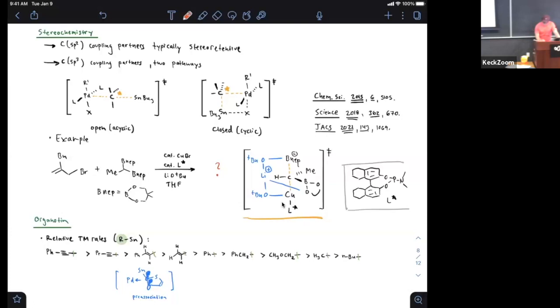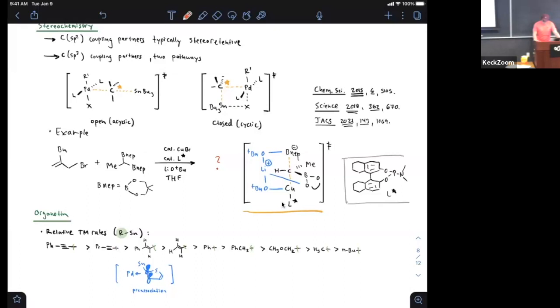So the case is pretty simple when we have CSP2 coupling partners, so things like alkenyl. We know that if we go in with a Z alkenyl zinc reagent, that transmetallation is typically stereoretentive, and we will come out with the same stereochemical geometry alkenyl palladium species, and that will get relayed into the ultimate product.